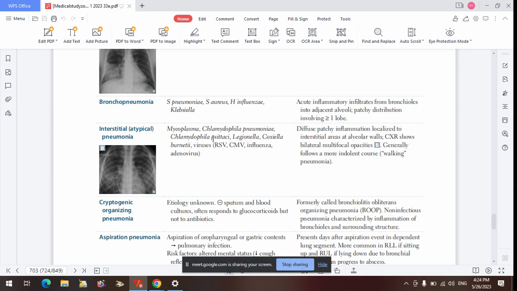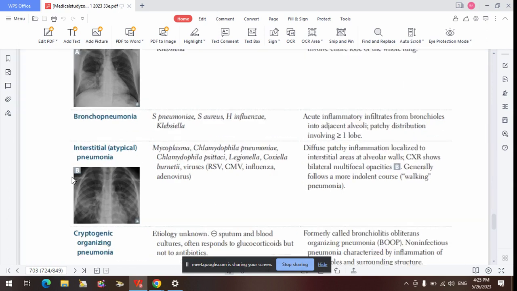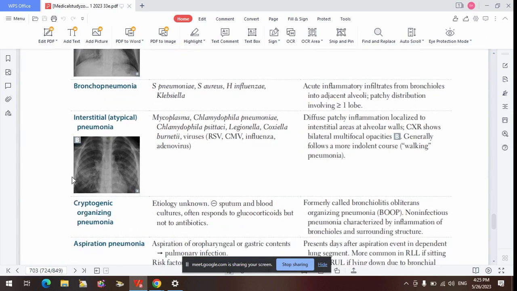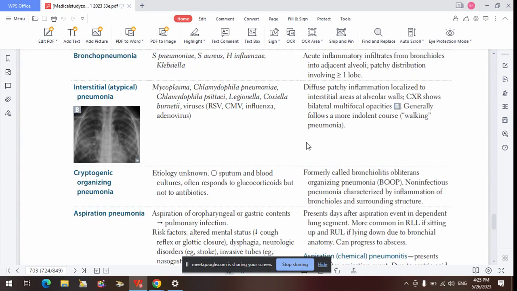Then don't forget your atypical organisms like mycoplasma, chlamydophila, legionella. All of them end with pneumoniae: mycoplasma pneumoniae, chlamydophila pneumoniae, chlamydophila psittaci that is gotten from birds, and legionella pneumoniae. So the third one is our cryptogenic organizing pneumonia. This is also known as bronchiolitis obliterans organizing pneumonia.